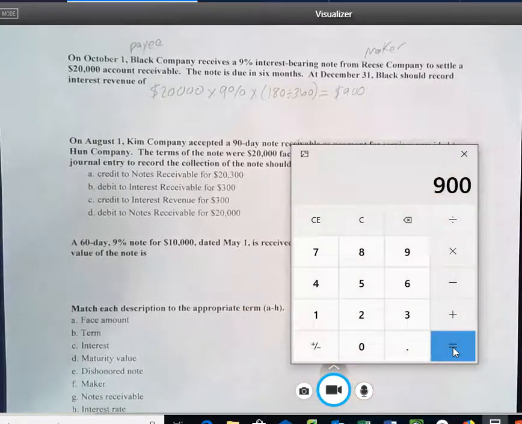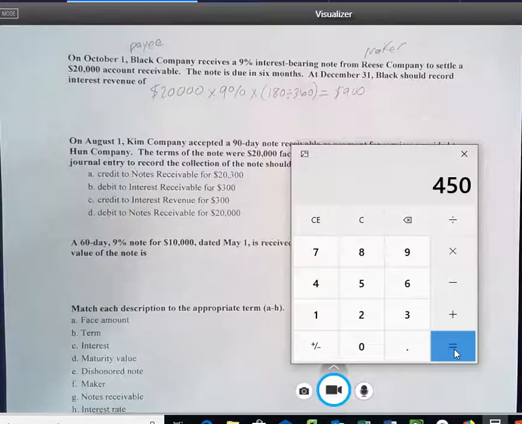Okay, but I want you to understand that that $900 is the total interest revenue that we're going to have. The question says at December the 31st, Black should record interest revenue of. Well, October, November, and December is only 3 months. 3 months out of six. So we're going to take this 900 here and we're going to multiply that by 90 over 180. We could have just as easily done 3 divided by 6, whatever.